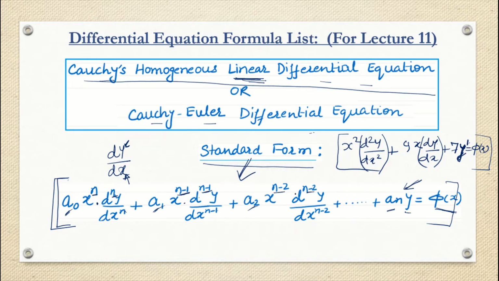Now we have seen how to solve differential equations using type 1 of PI till type 5, correct? All those 5 types we had seen to solve the differential equation.